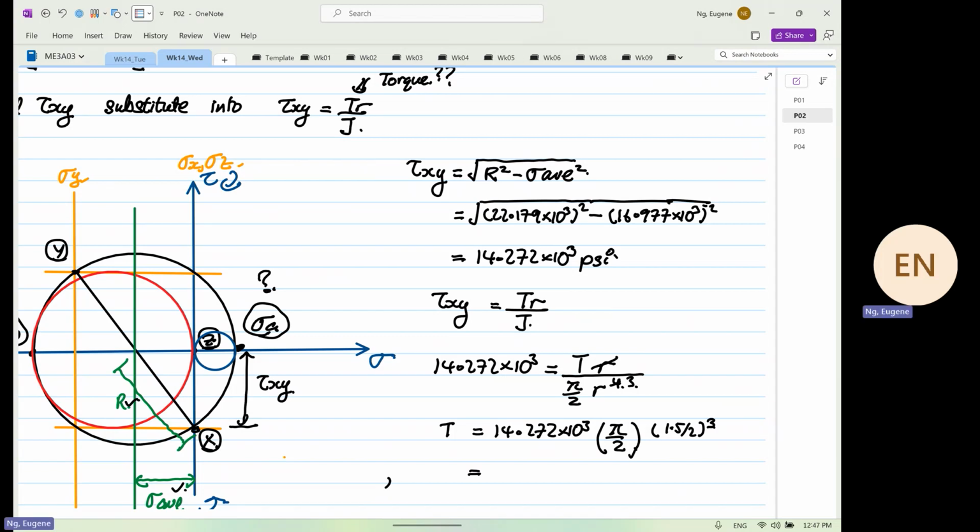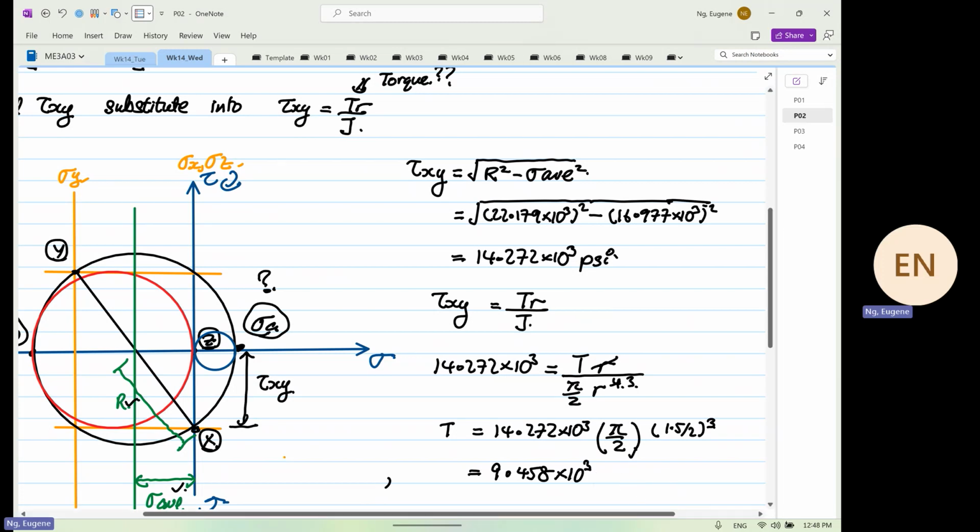So 1.5 divided by 2 to the power 3, times pi divided by 2, times 14.272 to the power 3, is equal to 9.458 times 10 to the power 3 psi.